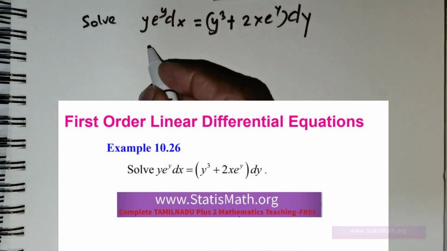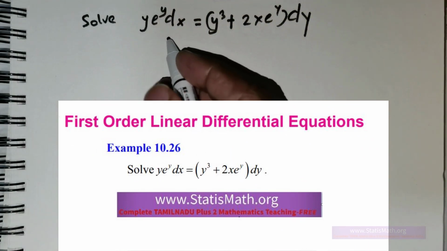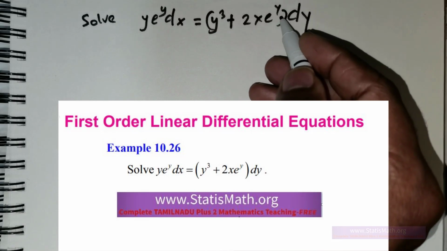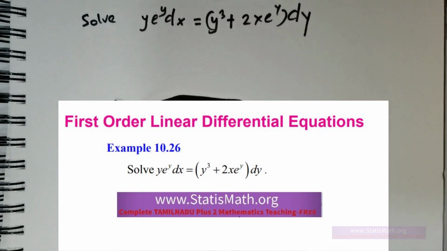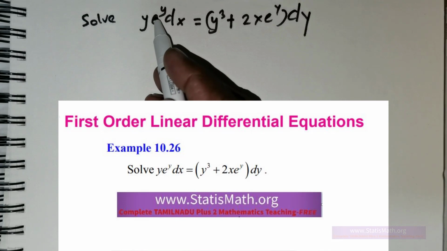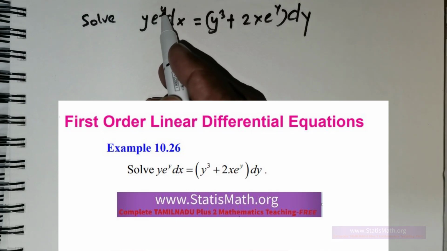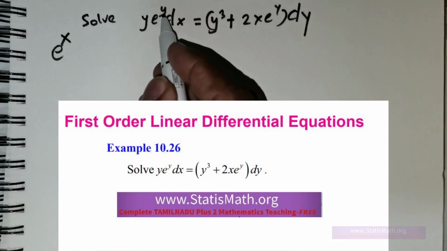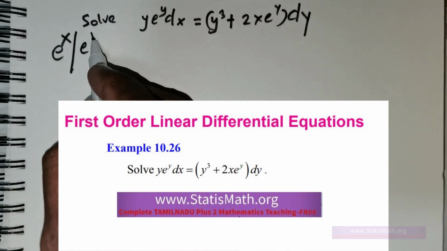Students were given this question: y times e raised to the power y times dx is equal to y cubed plus 2x e raised to the power y times dy. Now, make sure that you are able to notice e raised to the power y. Most of the times we would only see e raised to the power x, but this time we are watching e raised to the power y.